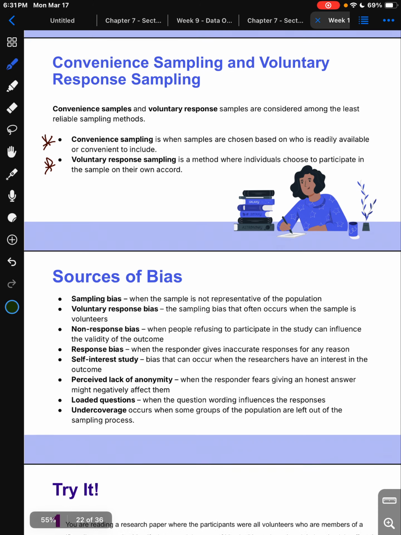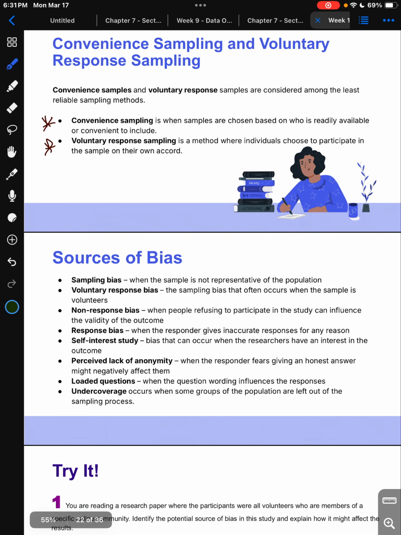Now, bias is important. You need to take a look at bias. There are several different types of bias. Sampling bias is when the sample is not representative of the population. Voluntary response bias is sample bias that occurs often when the sample is made up of volunteers. Non-response bias is when people refusing to participate in the study can influence the validity of the outcome.